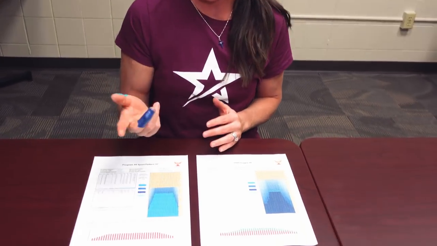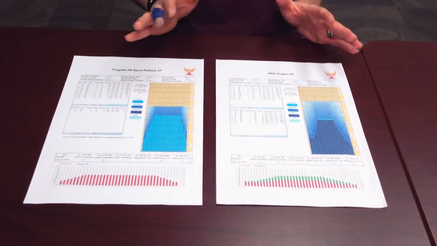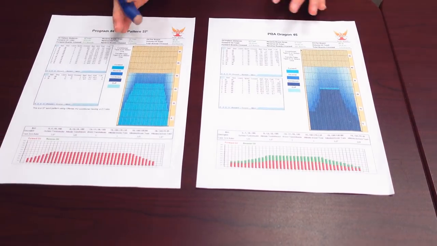So those are the three most important components of how to read a lane graph that will help you be a better bowler and score better on these patterns. But there is some secondary information on here that is extremely important.